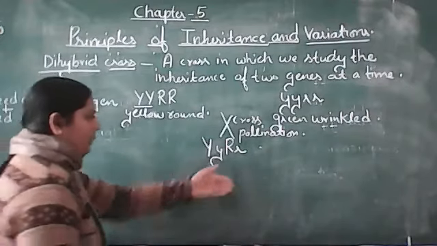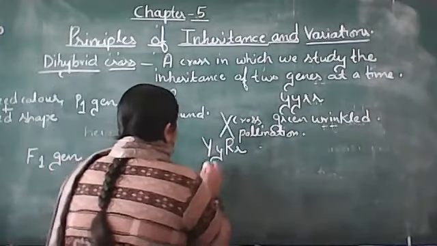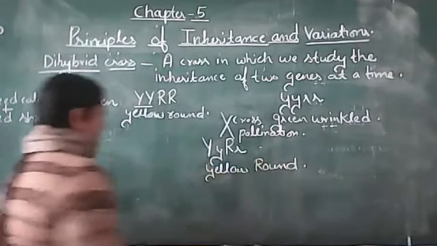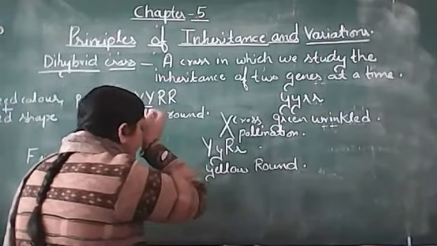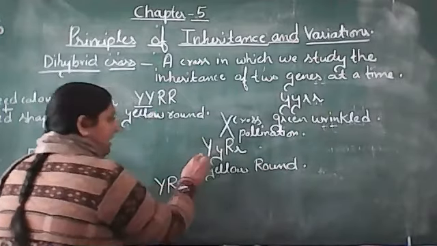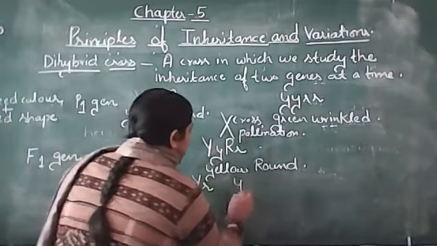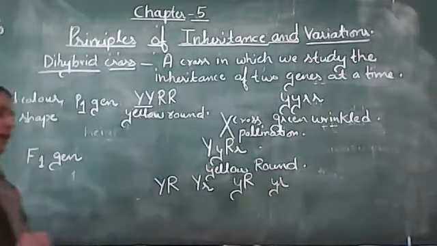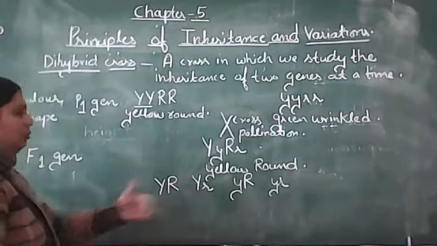And according to the law of dominance, what is the phenotype of this capital Y, small y, capital R, small r? So it is again yellow and round. Okay, students. Now, after selfing, I have obtained four types of allelic combinations. One is capital Y with capital R, then capital Y with small r, then small y with capital R, and small y with small r. So here we get these four types of allelic combinations in two copies.